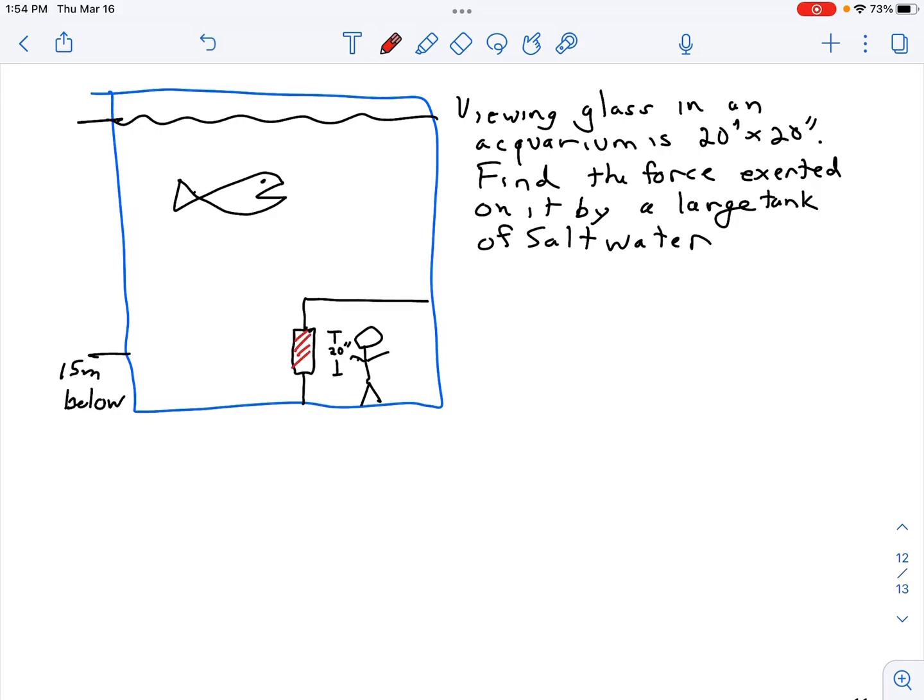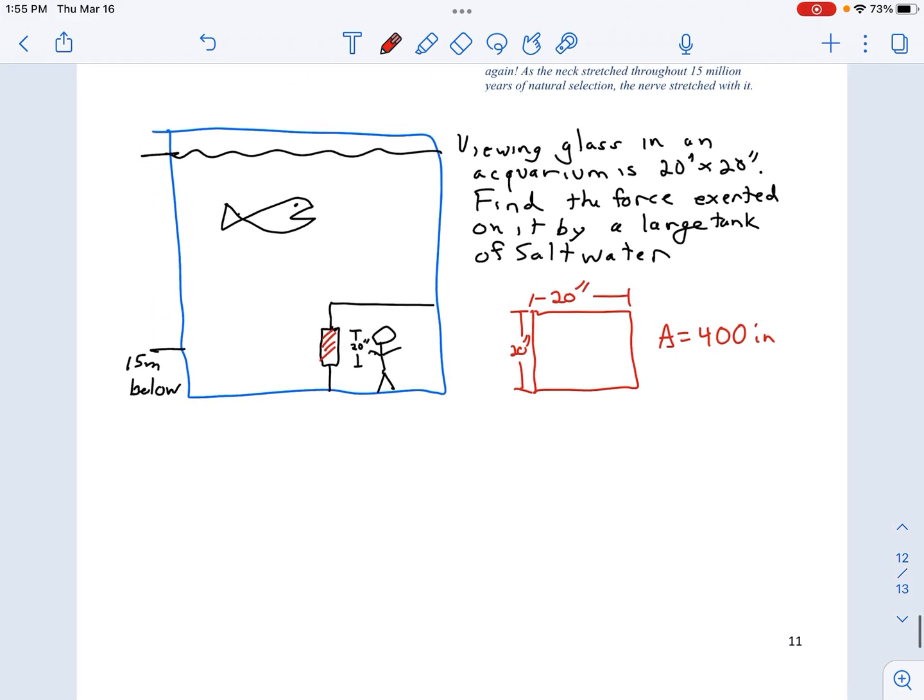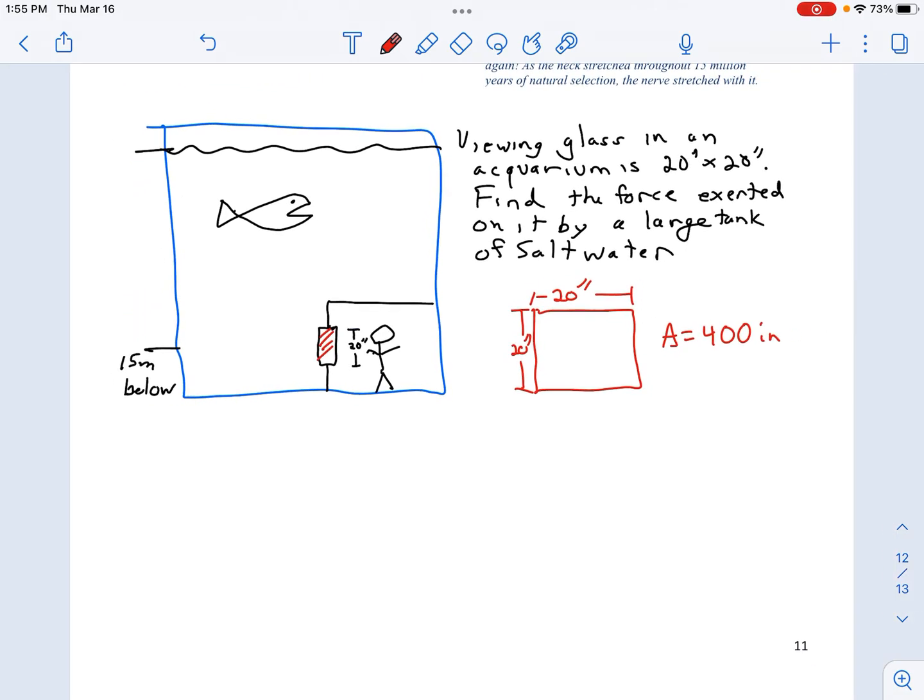The dimension that I'm giving is a square window, and if we draw the dimensions right here, 20 inches by 20 inches. So the total area is 400 inches. So that's one thing we need to consider. But first of all, you need to find out the liquid pressure at 15 meters below the surface.